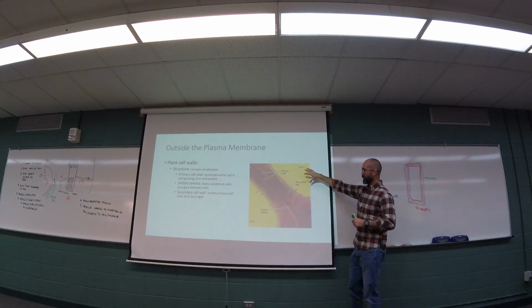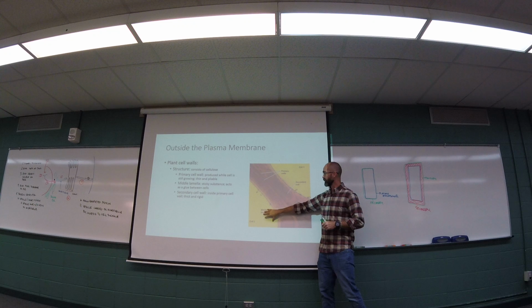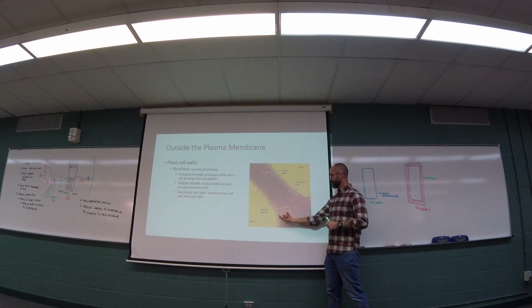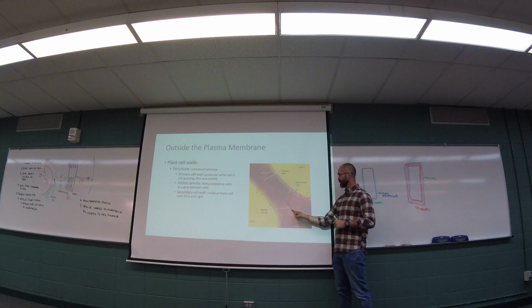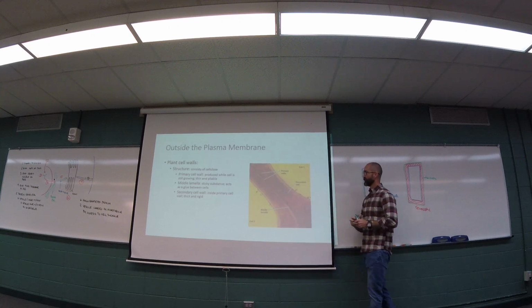So we have a cell here and a cell here. This big stuff in the middle, that's going to be secondary cell wall. This little stuff right here, that's going to be primary cell wall. And then in between them, that's middle lamella, primary cell wall, secondary cell wall, plasma membrane.